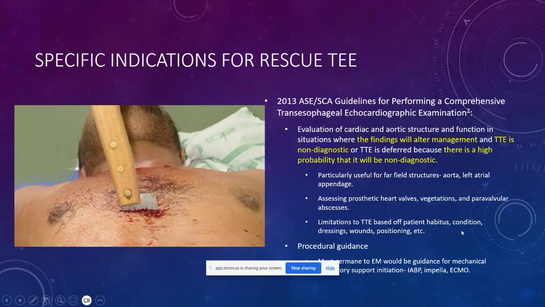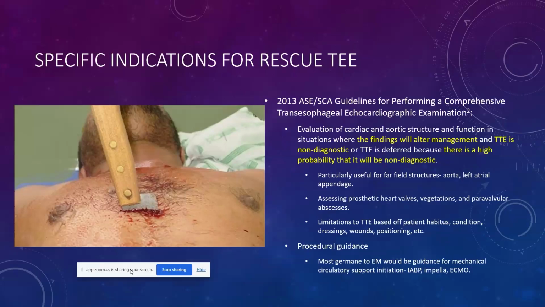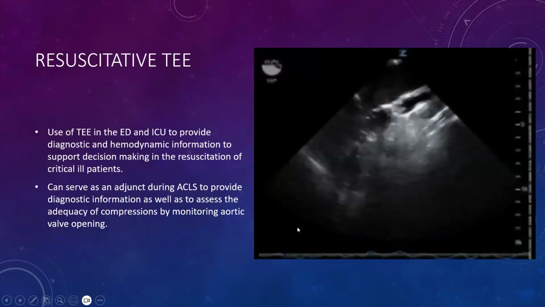And then there are limitations of TTE based off patient habitus, their conditions, wounds, dressings, knives in the chest, things like that. The other thing I do like to mention is that TEE can also be used for procedural guidance. For you guys, the most important ones are going to be, in addition to these, even just placing central lines. I use it all the time for that, but also initiation of mechanical circulatory support. So an intra-aortic balloon pump, an Impella, or cannulation for ECMO.